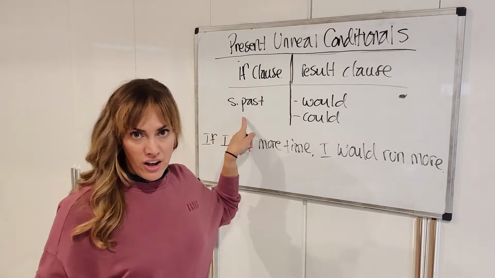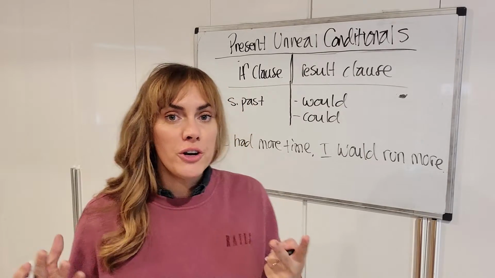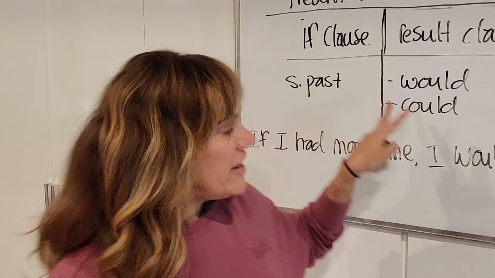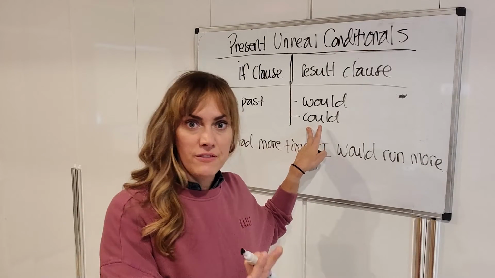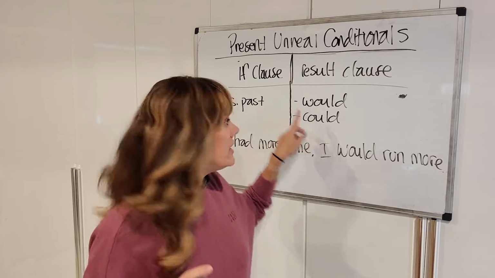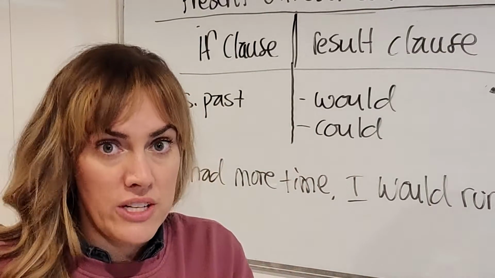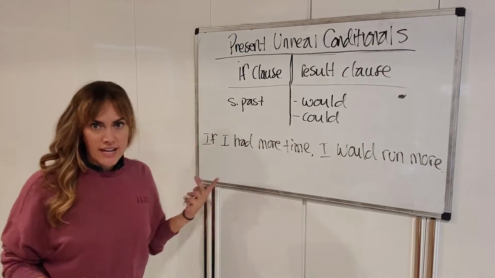In the if clause, it's a clause, so you need a subject and a verb, but the verb is going to be in the simple past form. And then in the result clause, you also need a clause, subject and verb, and the verb here can be would or could and some other things, but I'm just going to focus on these 2 because they're the most common. So here's an example.